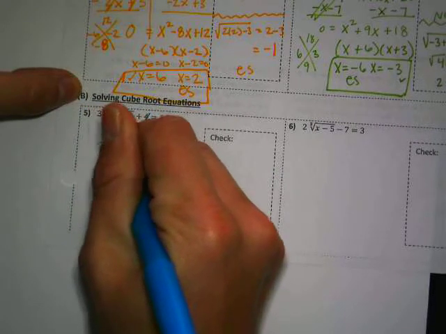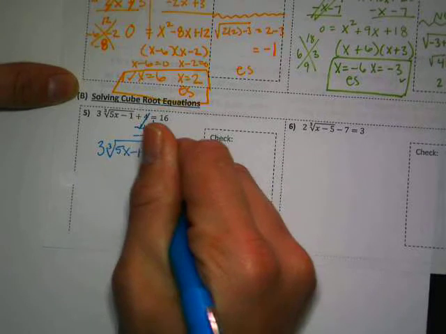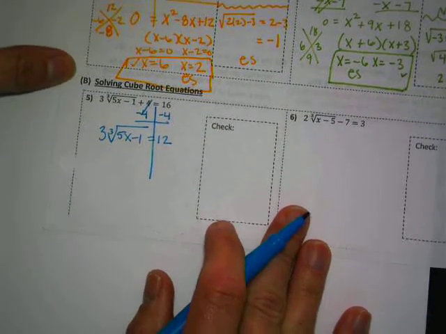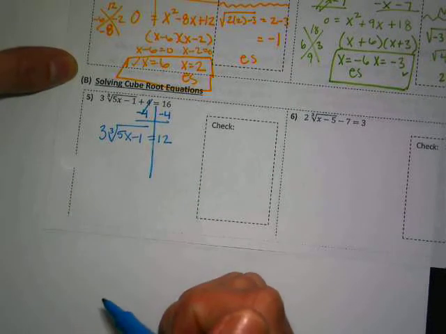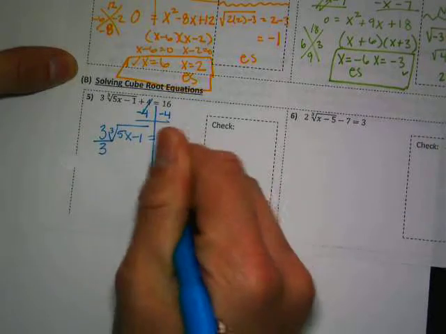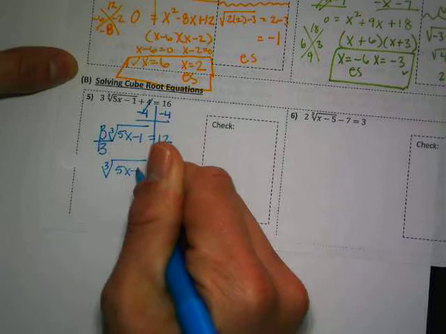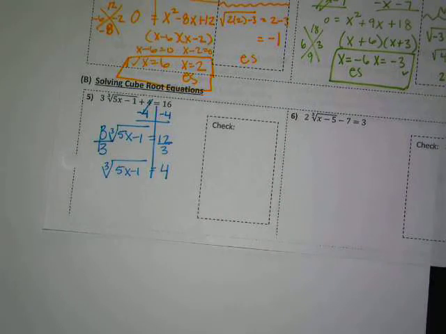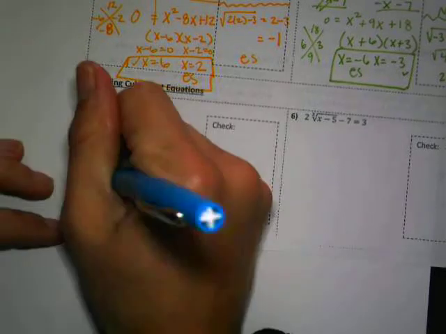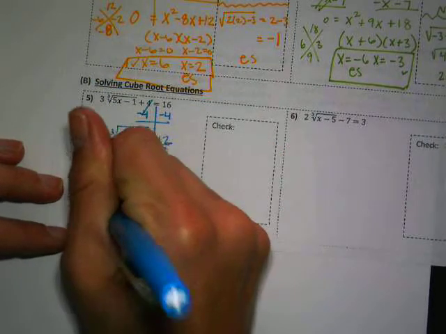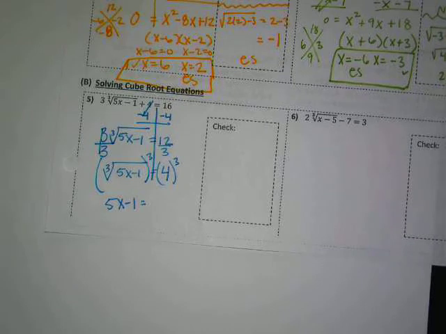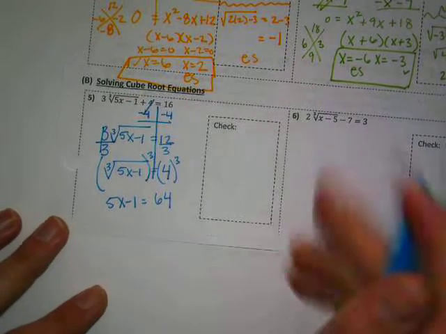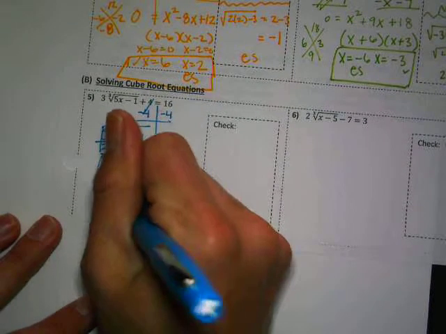So I have 3 cube root 5x minus 1 equals 12. All right, then what do you do? Divide by 3. So cube root 5x minus 1 equals 4. To get rid of a cube root, you cube it. To get rid of a square root, you square. To get rid of a cube root, we cube. So we're going to do parentheses cubed. Really the hardest part here is knowing your cubes. What is 4 cubed? 64. So 5x minus 1 equals 64.